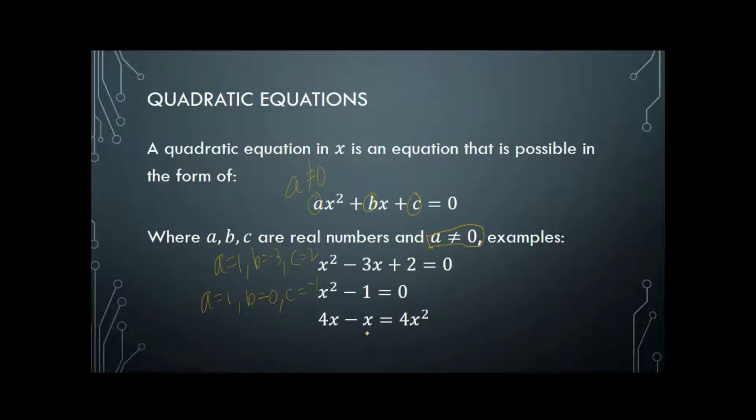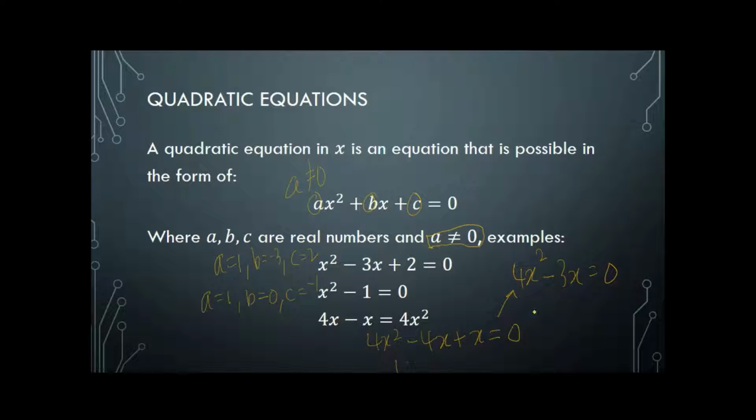All right, so what about the third example? 4x minus x equals 4x squared. We can rearrange this equation. We bring the 4x to the other side, it becomes minus 4x, and bring the x over, it becomes plus x, equals 0. And then from here, we have 4x squared minus 3x equals 0.